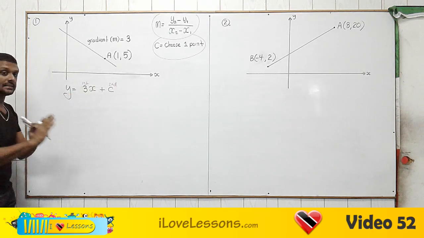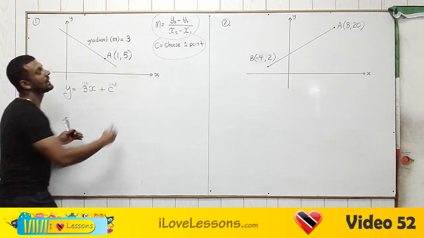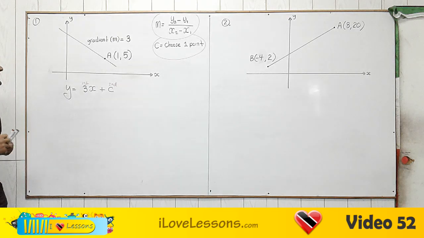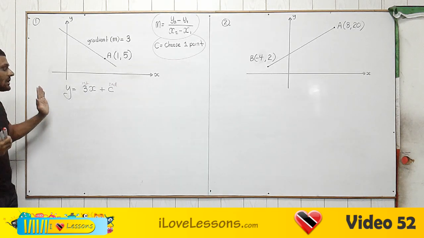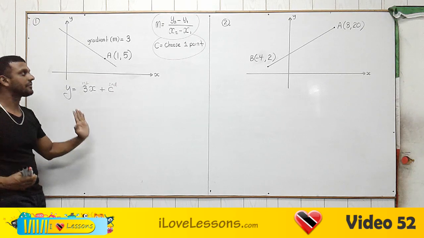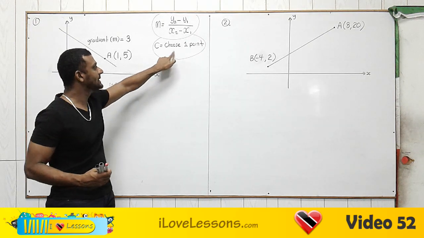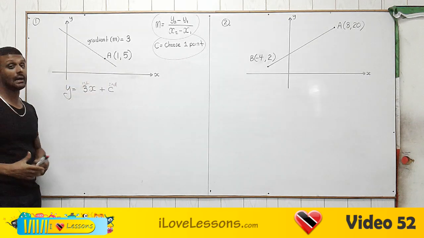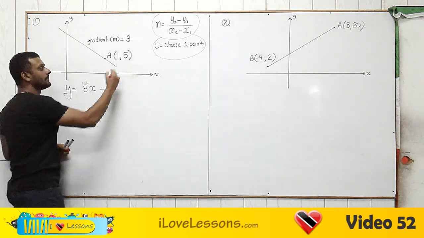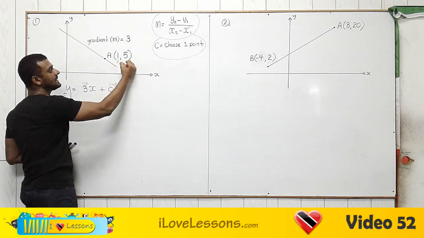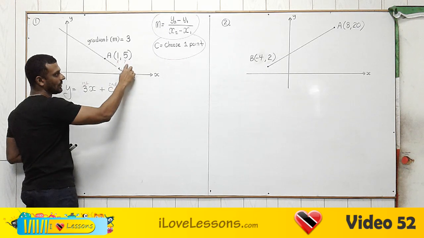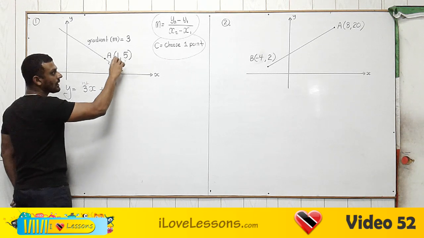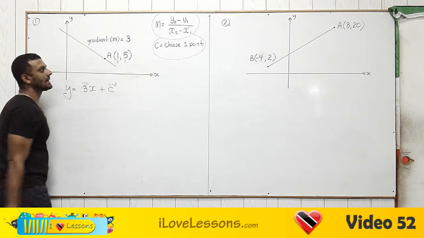So the gradient is given in this question, which means we do not have to use this formula to find m because we already have m. Our second piece of the puzzle to solve is we need c. Now to find c, we need 1 point on the line. Luckily, we have 1 point on the line, and that 1 point happens to be point A. So let's call this x, and this is y. We don't have to call it x1 and y1 because there's no x2 and y2. Point A just simply means when x is 1, at the same point in time, y is 5.